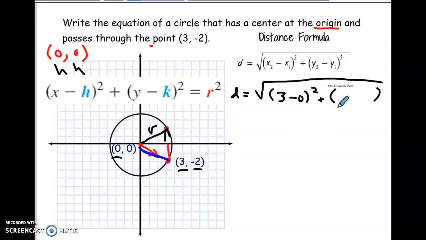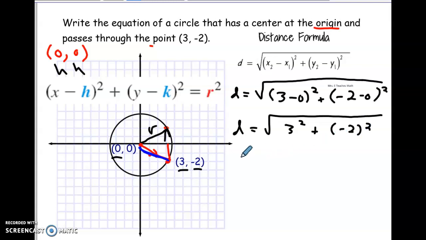So if we just do -2 minus 0 squared, and hopefully you remember doing this formula at some point last year. So this is now 3 squared plus -2 squared. Okay, and we're going to square them next, so it'd be 9 plus 4. And then if we keep going, we're going to have the square root of 13. And I'm actually just going to leave it that way. That's going to be my distance, or my radius value.